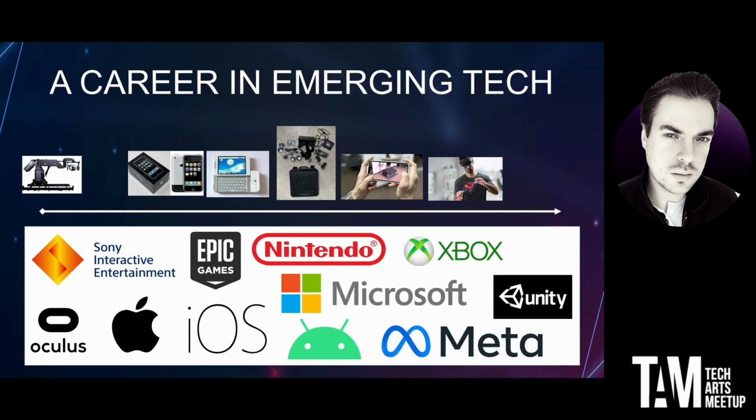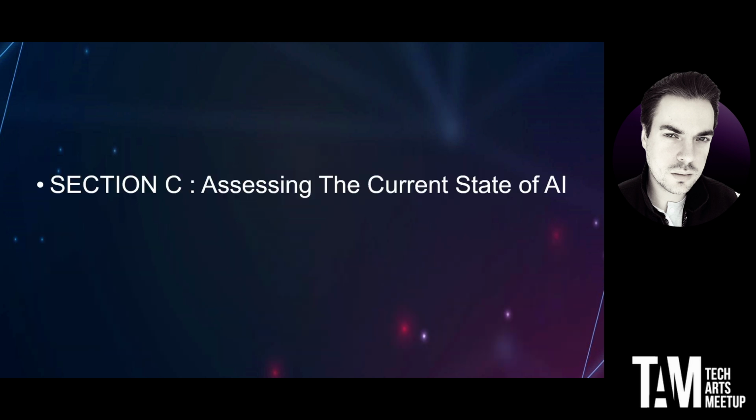And so that career that I've had in emerging tech, where I've covered all of these different platforms and worked for all these different publishers, has allowed me to get hopefully a pretty key understanding of assessing something. Is it suitable? Should we use it now? Is it something that's good for production? We can have a bit of a look now at assessing the current state of AI.